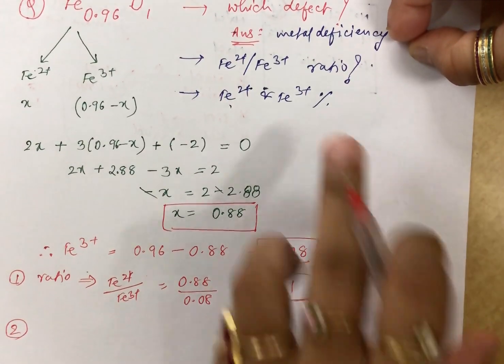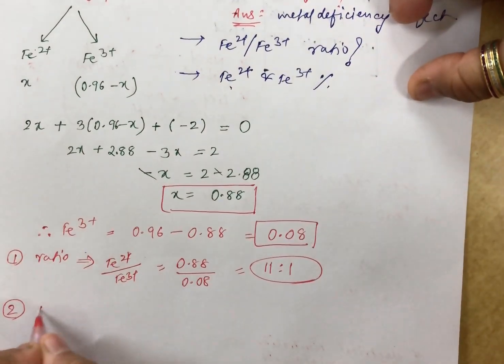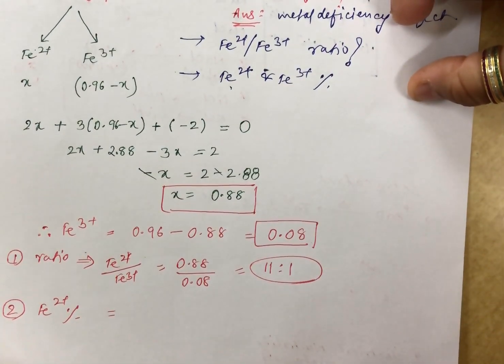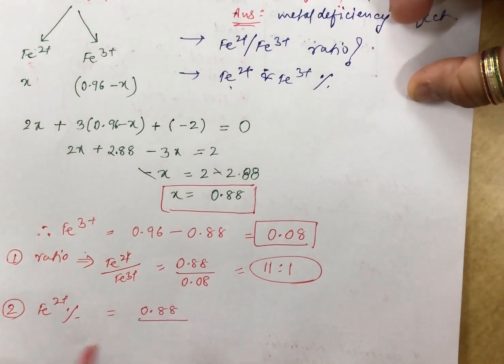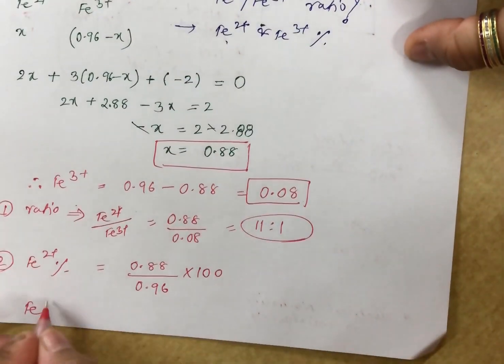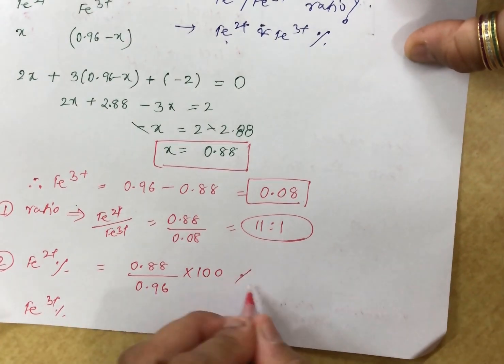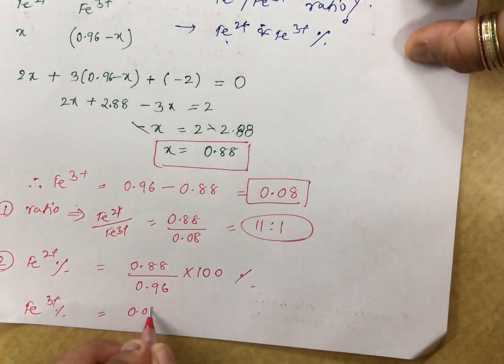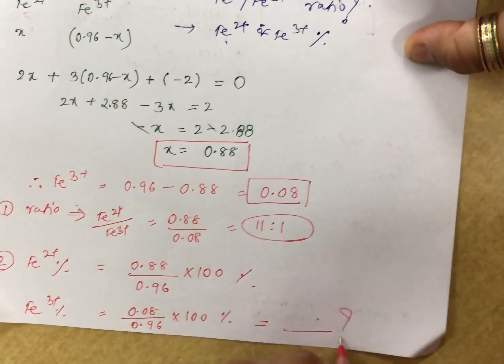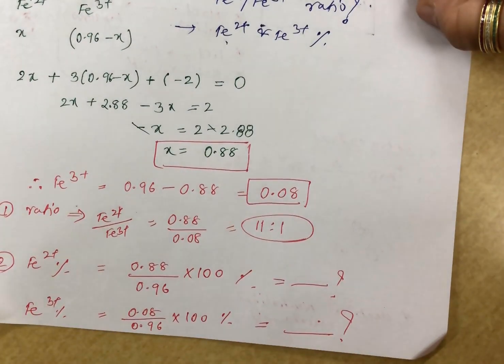Next, the percentage you can also find out. If you wish to find the Fe2+ percentage, Fe2+ you have 0.88, and in how much total was there? You know the formula of percentage, right? Into 100. Similarly, you can find it for the 3+ percentage. That would be 0.08 divided by 0.96 into 100. That would give you the percentage of Fe on calculation.